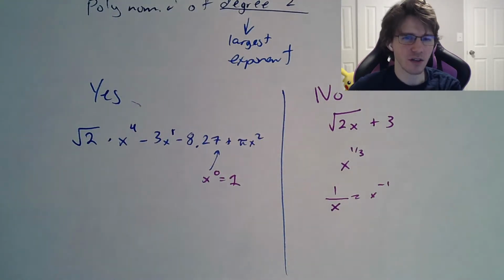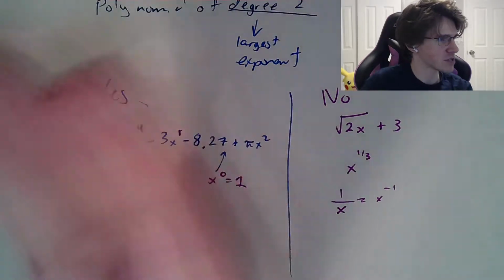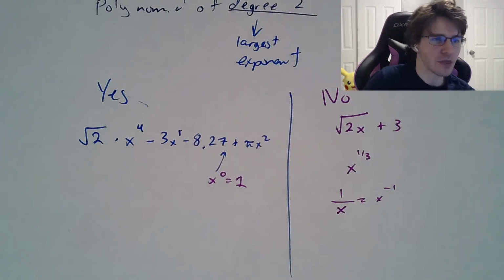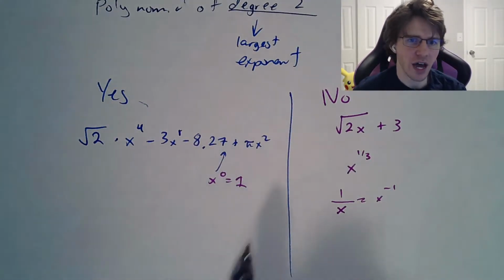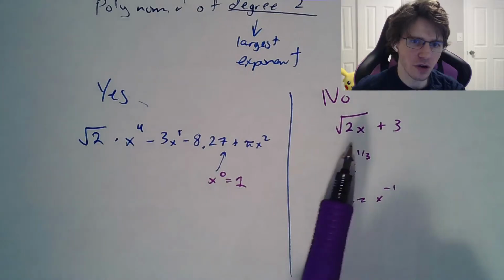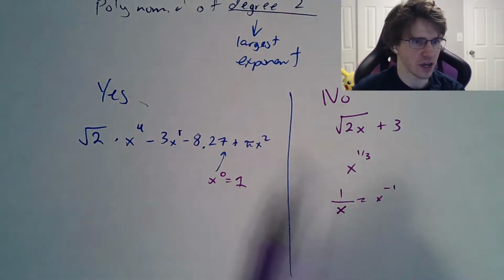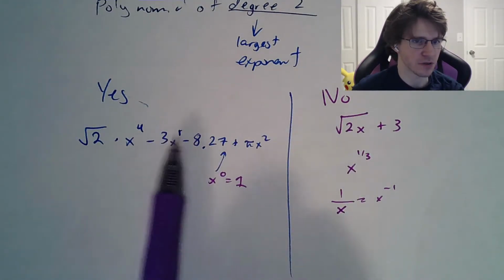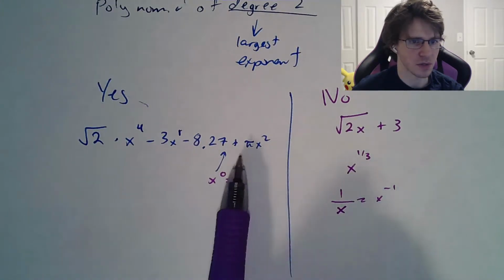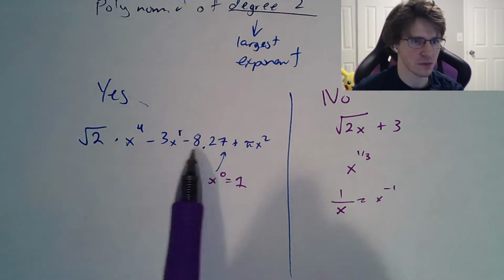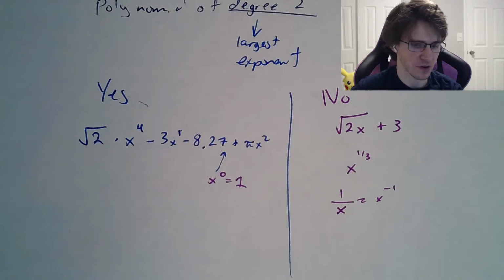So a lot of examples, actually an infinite number of examples of both of these. But the main point that I'm trying to get across here is that the no's have square roots over the x's, and it's most important to look for these integer values on the x. And the numbers in front do not matter. Numbers in front can be anything whatsoever.